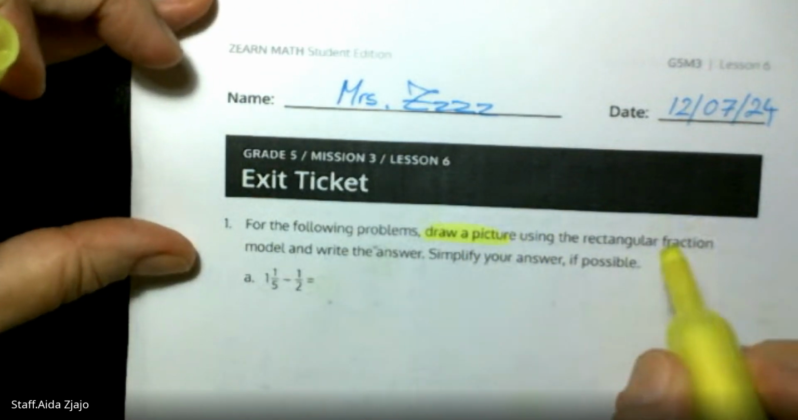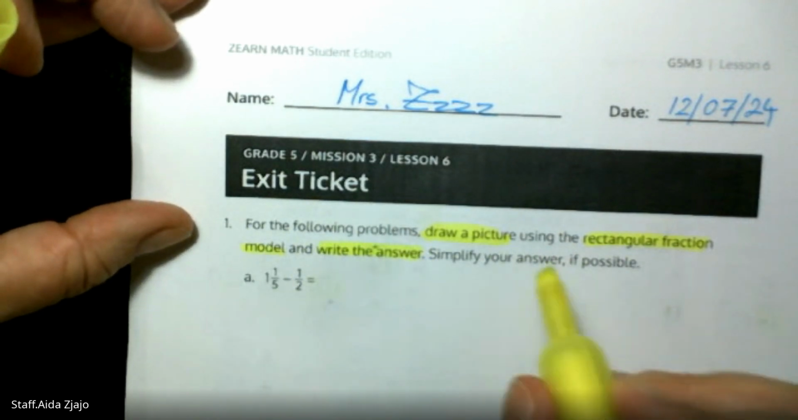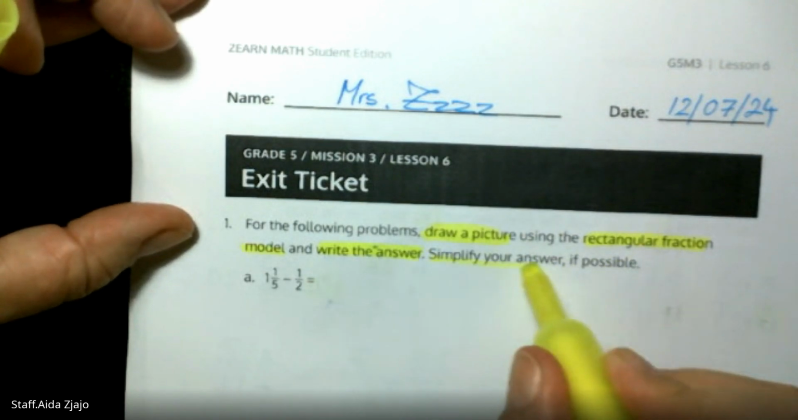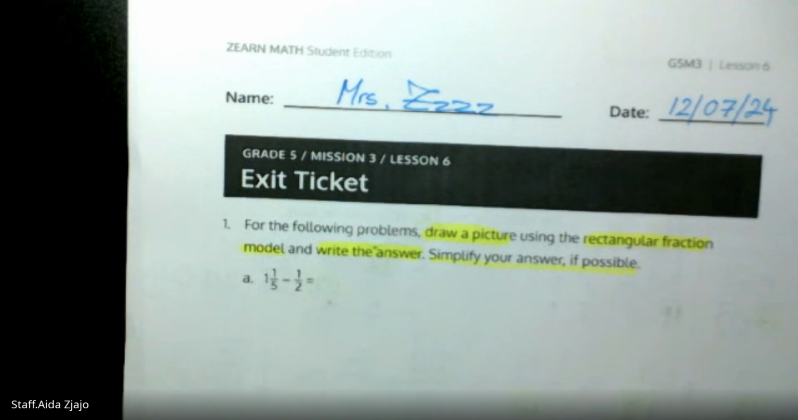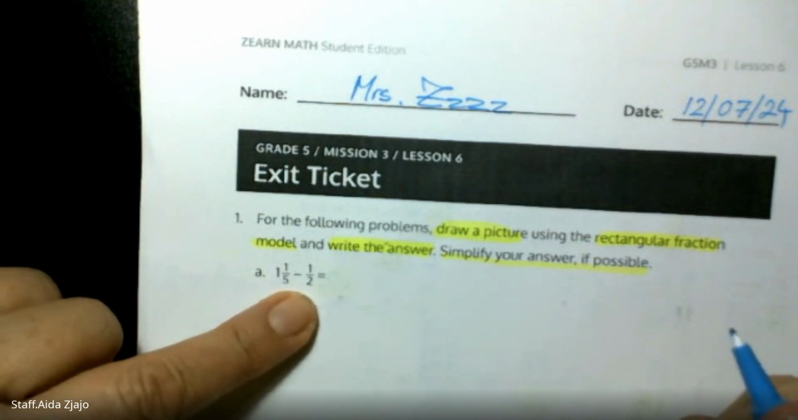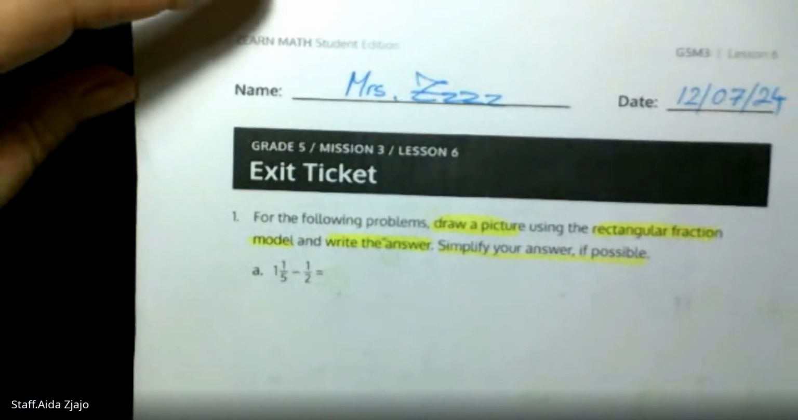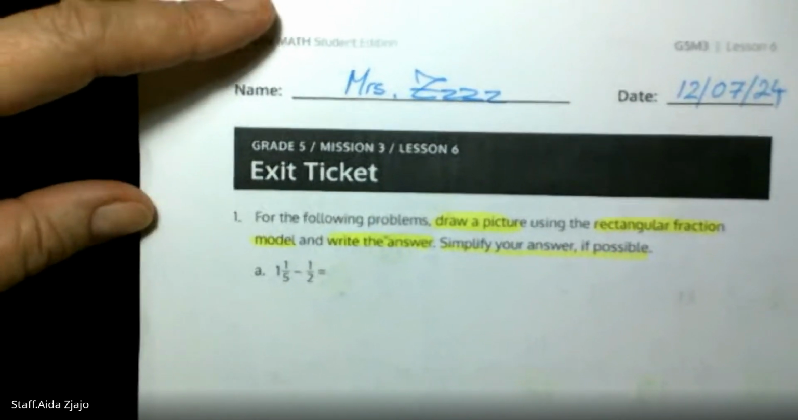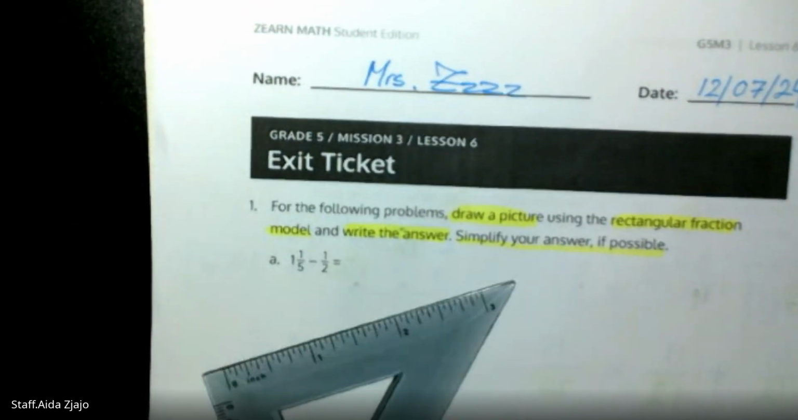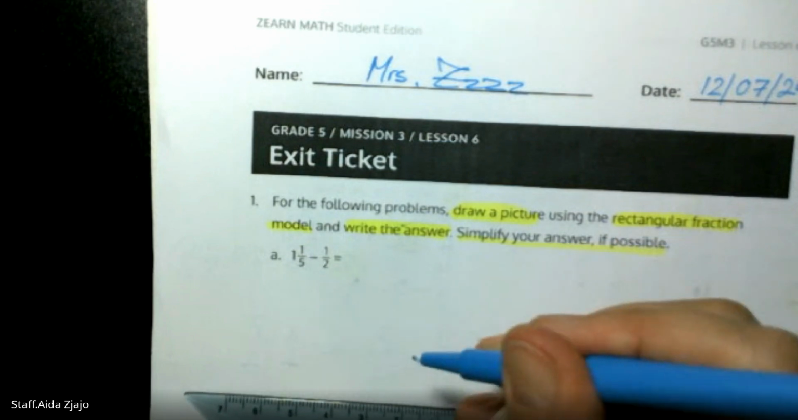Follow the following problems. Draw a picture using a rectangular fraction model and write your answer. Simplify your answer if possible. That's what we need to do. So A says 1 and 1/5 minus 1/2. What that means is if we have 1 and 1/5 of it, we can pretend that this is our whole.